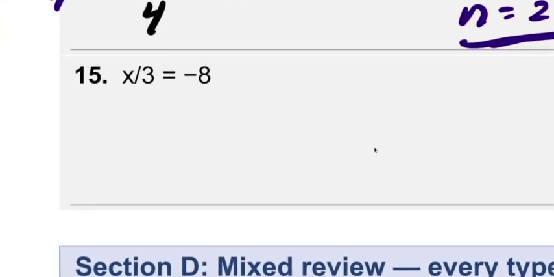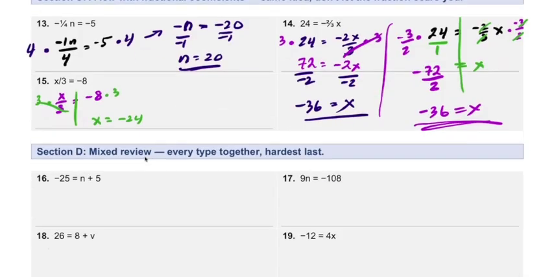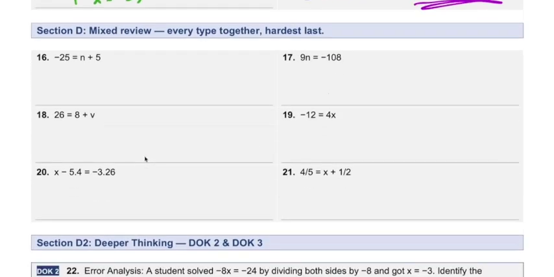15. Let me write it. I think this looks nicer if I rewrite it. So I get something like that. So you can see here, hopefully, we're dividing by 3. So you want to do the opposite. We're going to multiply both sides by 3. These cancel. You get x equals negative 24. So like that. Okay, a little bit more mix.